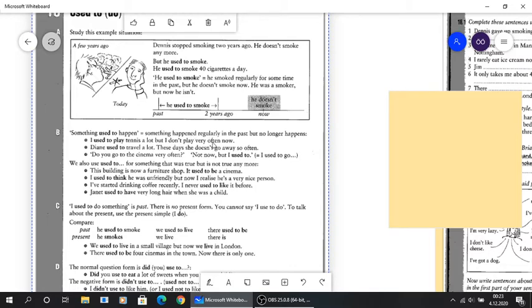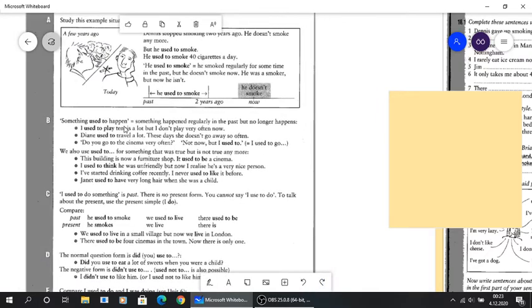Yani geçmişte belirli bir süre olmuş, ama artık olmayan alışkanlıklarımızı kullanıyoruz. I used to play tennis a lot, but I don't play very often now. Diana used to travel a lot. These days, she doesn't go away so often. Do you go to the cinema very often? Not now, but I used to.